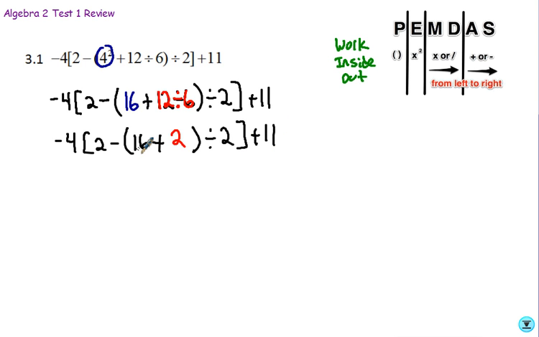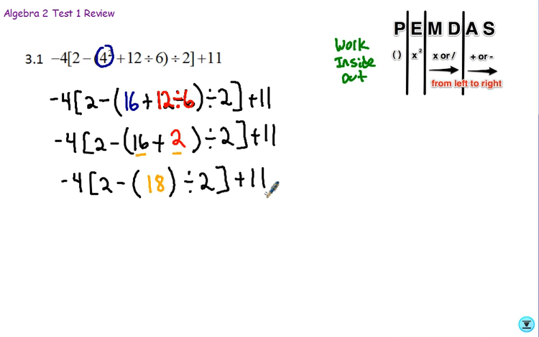Alright, so I'm almost done with this inside of the parentheses. Now the only thing that's left to be done there is just to add those two things together. So that's what I'm going to do in my next turn, is add 16 and 2 together. So again, copying everything else down that I have here, except now in parentheses 16 plus 2, which would be 18, divided by 2, and then added 11.